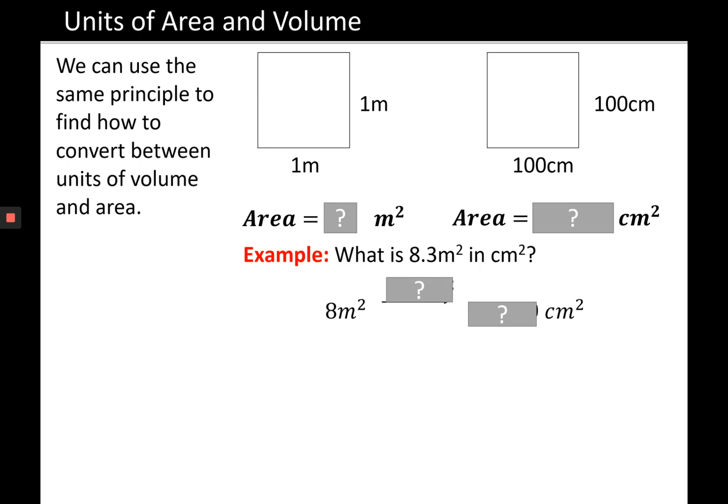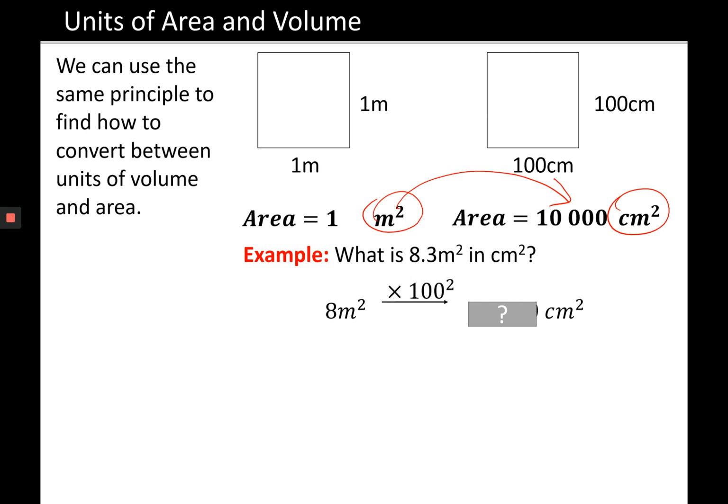Here's a practice question. You don't have to do this. You can skip ahead if you want to, just if you want to try one question out. So pause it here. Okay, so I'll show you the answer here. So this is going to be 1. It's going to be 10,000. So for meters squared into centimeters squared, you multiply by 10,000, and you get 83,000.